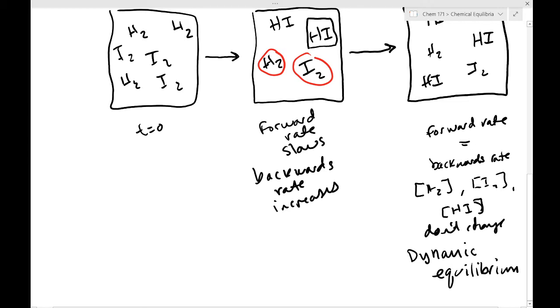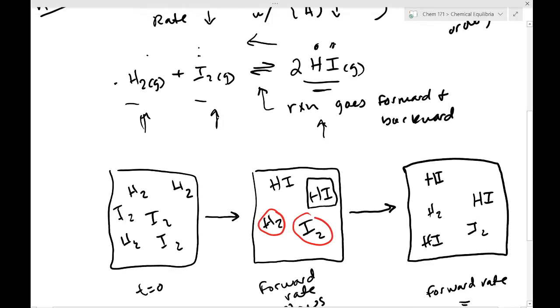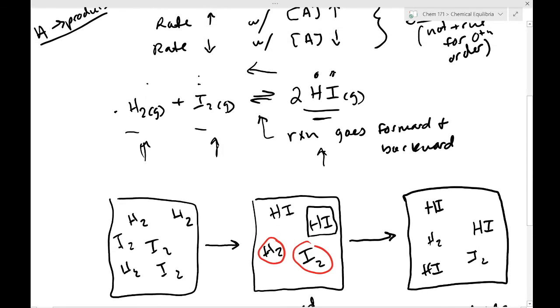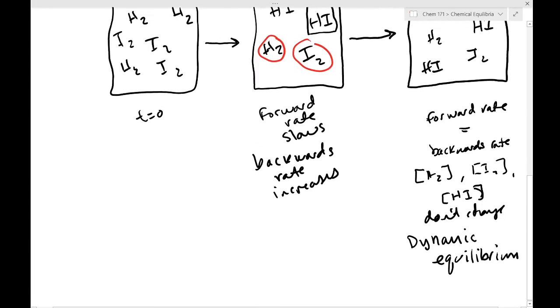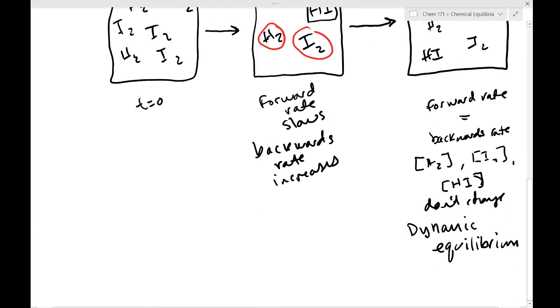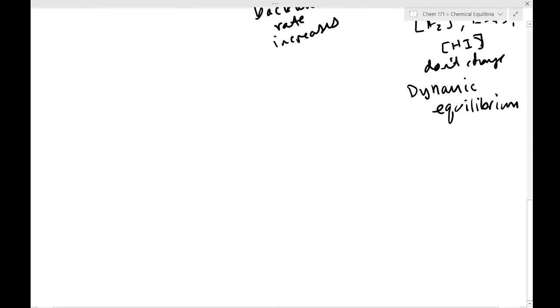It's dynamic because the reaction is still occurring, the forwards and backwards reactions are still occurring. It's just occurring at the exact same rate, so nothing changes, and you have a constant amount of reactants and products basically forever. This is why it's called a dynamic equilibrium. So let's define that a little bit more formally.